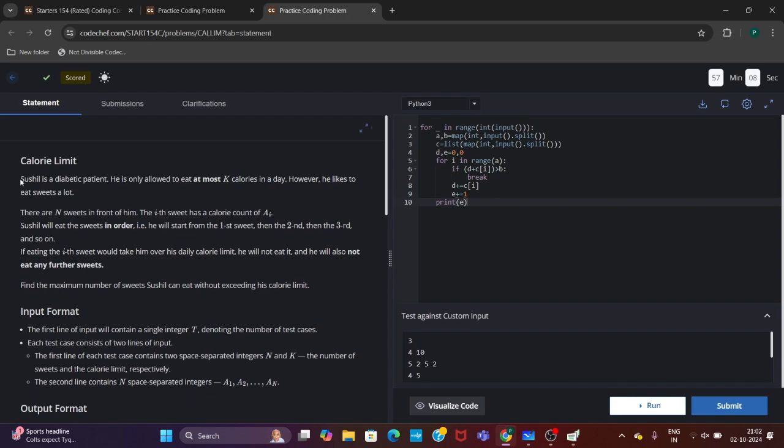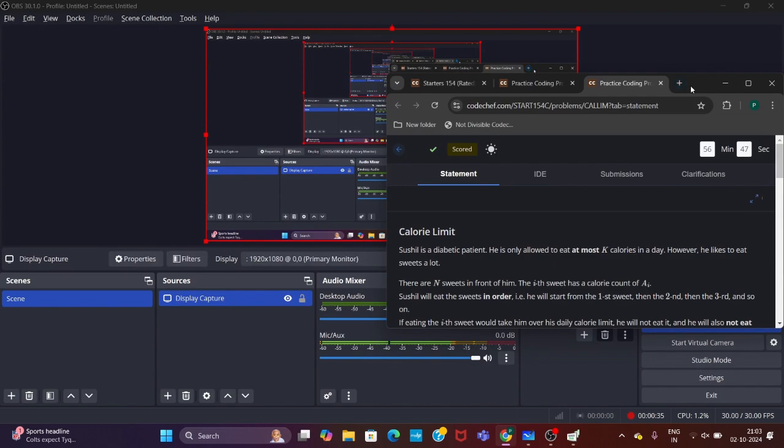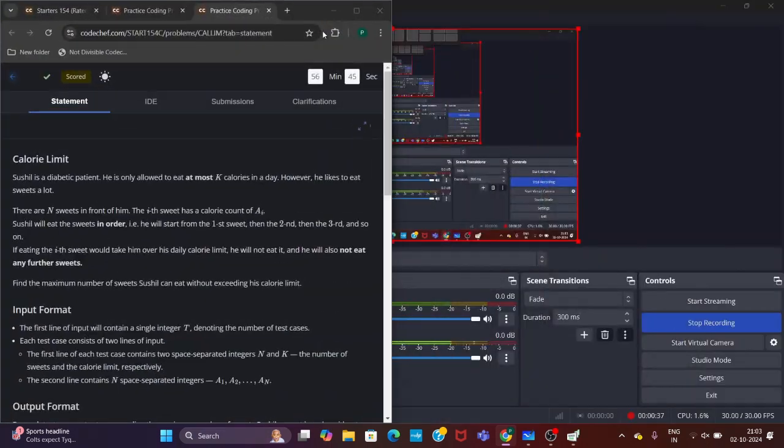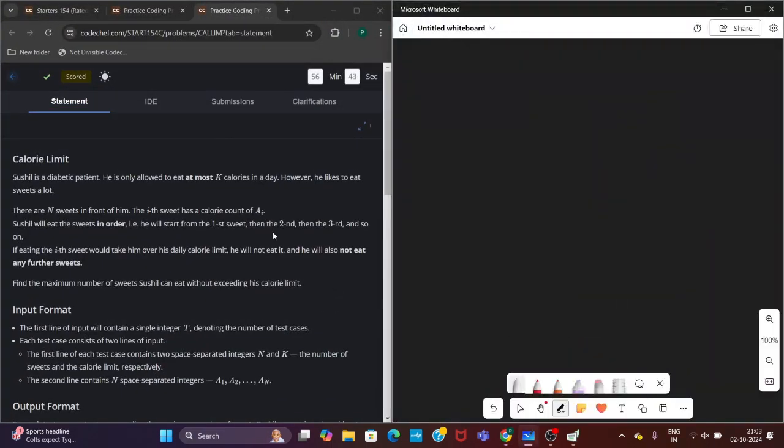In this problem statement, we are told that Sushil is a diabetic patient. He is allowed to eat at most K calories in a day. However, he likes to eat sweets a lot. So we have been given K as the at most K calories Sushil can eat in a day. Also, there are N sweets in front of him, and the ith sweet has a calorie count of A_i.